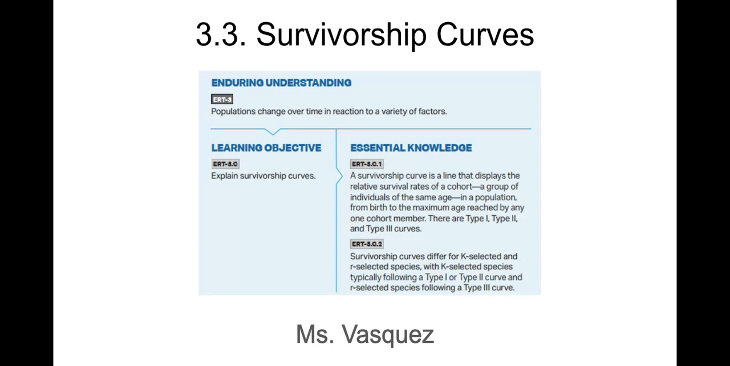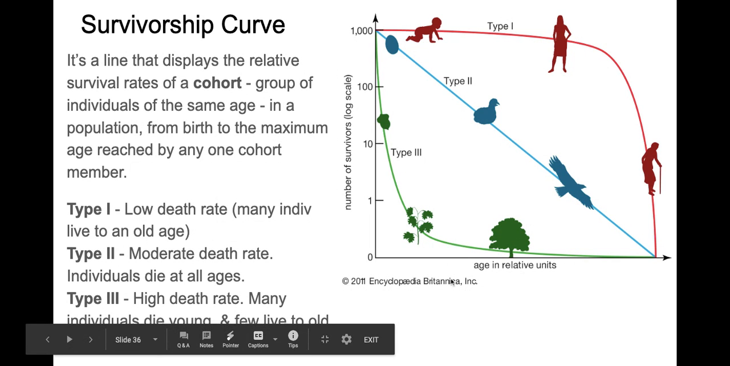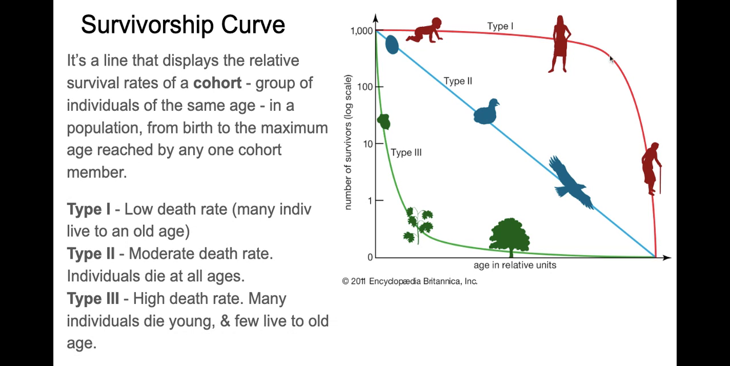3.3, the last one, survivorship curves. So you've seen this already, and what these curves are representing are the survival rates for a group, right? Not for individuals, for a population, for a cohort. So this line will display that group at a specific time and at the same age sometimes, and how that is going to be affecting their numbers throughout the years, throughout the age. So we have three types of curves. Type 1 is going to be for mammals, for humans, as you can see.